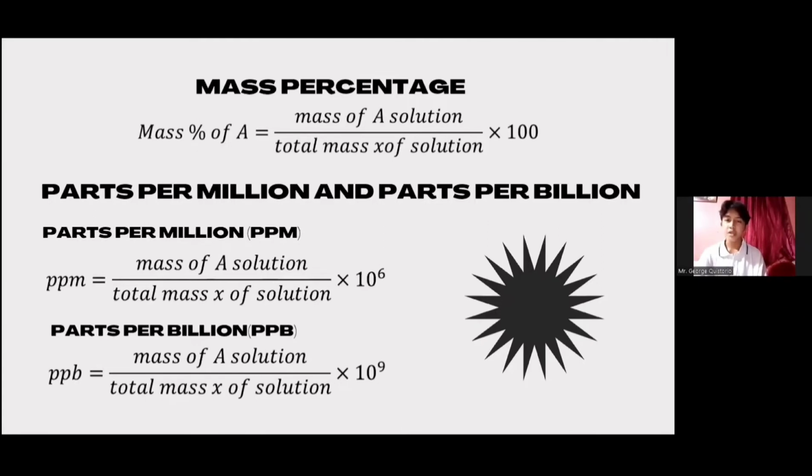Mass percentage. Mass percentage is one way of representing the concentration of an element in a compound or a component in a mixture. Mass percent of A is equal to mass of A over total mass of solution times 100. Parts per million and parts per billion are units used in atmospheric chemistry to describe the concentration of gases. Parts per million, or ppm, is equal to mass of A over total mass of solution times 10 raised to 6. Parts per billion, or ppb, is equal to mass of A over total mass of solution times 10 raised to 9.